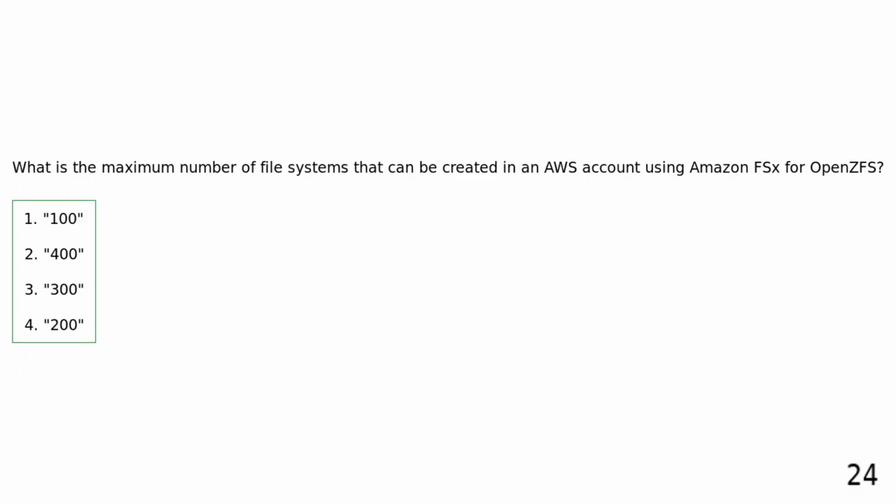What is the maximum number of file systems that can be created in an AWS account using Amazon FSx for OpenZFS? 100, 400, 300, 200.